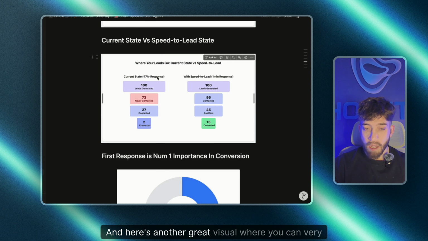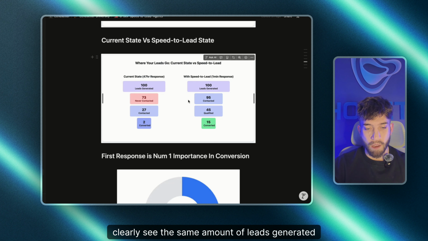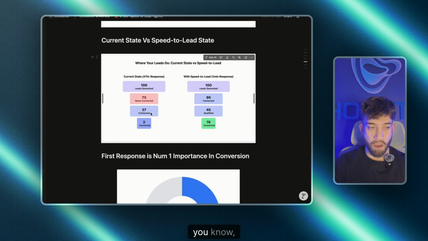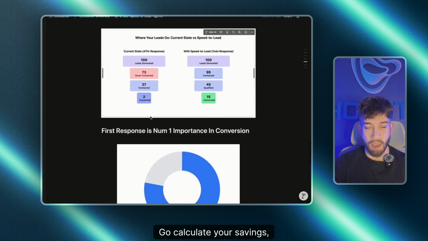And here's another great visual where you can very clearly see the same amount of leads generated, instead of 2 being converted, it's 15. So you can start leveraging that, getting more leads for the same ad spend using this method. Go calculate your savings, whatever it may be.